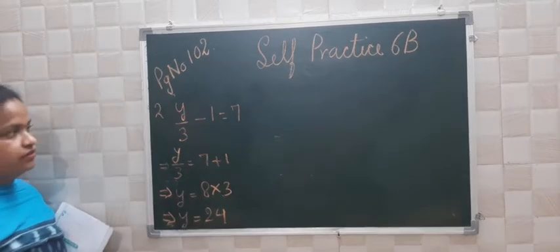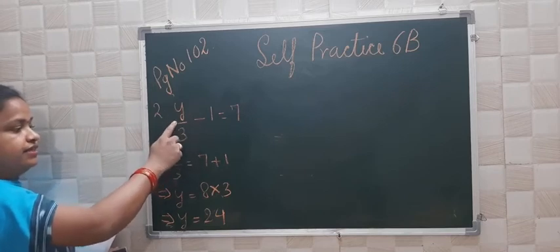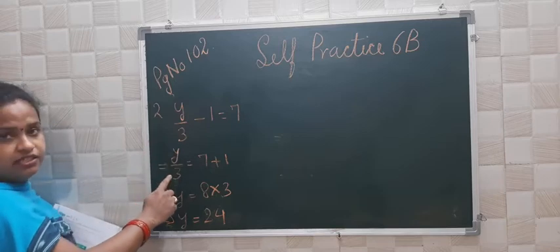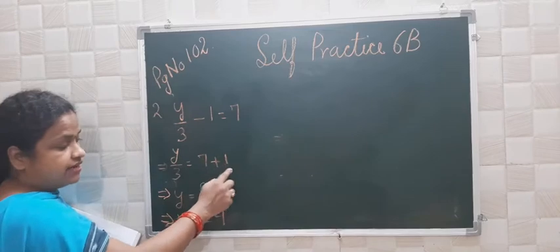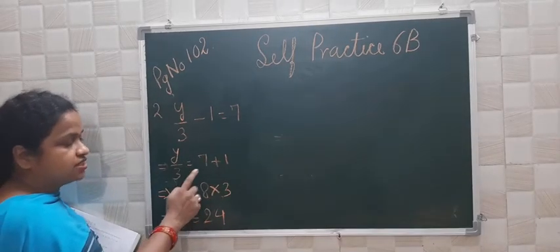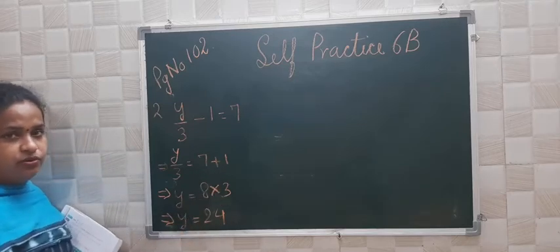Okay. Again you see, y by 3 minus 1. So y by 3 will remain here. So y by 3 is equal to 7, and minus 1 going that side will become plus 1. So 7 plus 1, 8. So what will be the value of y? y is equal to, this 3 will be multiplied here, 8 into 3. y is equal to 24.